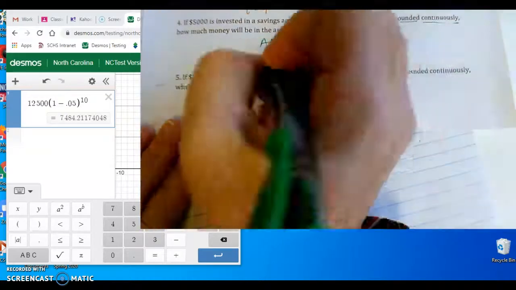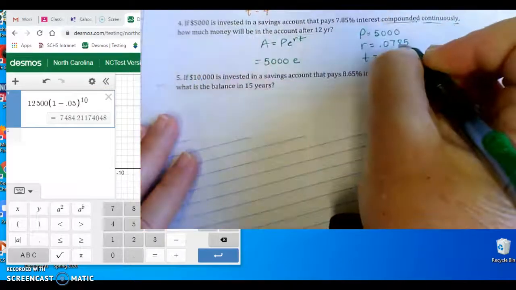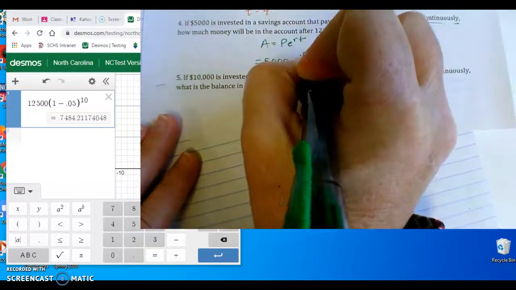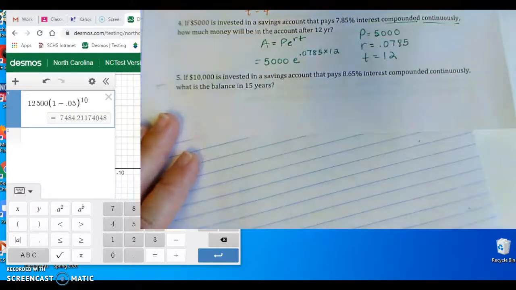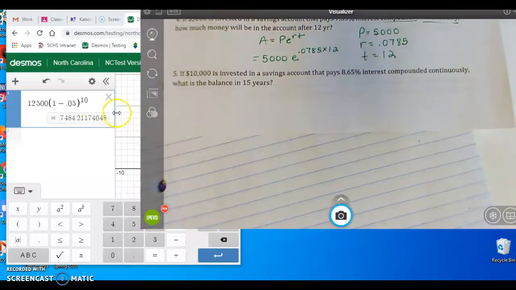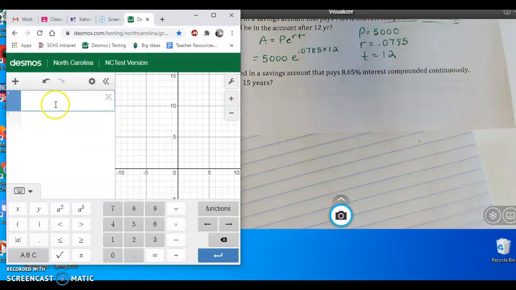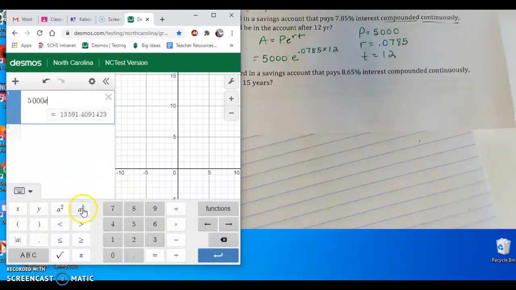So I'm going to put 5,000 E 0.0785 times 12. And that's what you would get as far as the equation goes. Now, putting it into Desmos or whatever calculator you're going to use is fine. Just be careful about how you do that. You go to the ABC to get the E, then go back to raise it to the power.